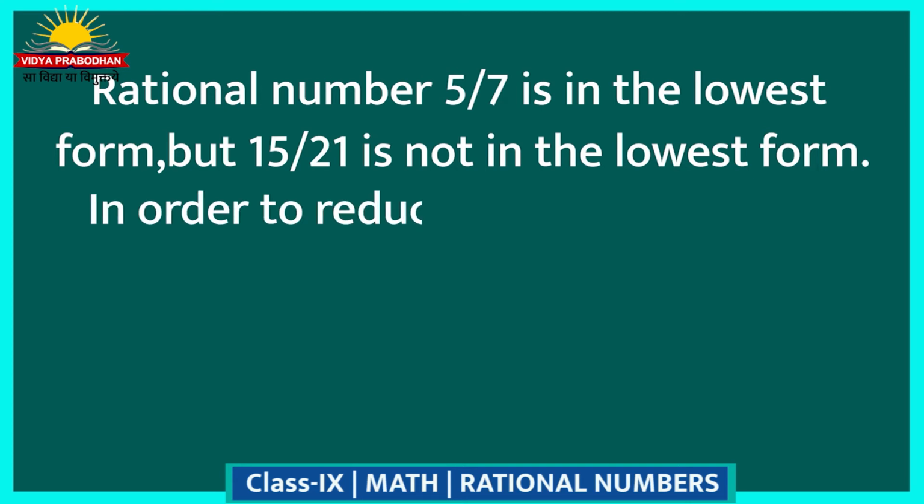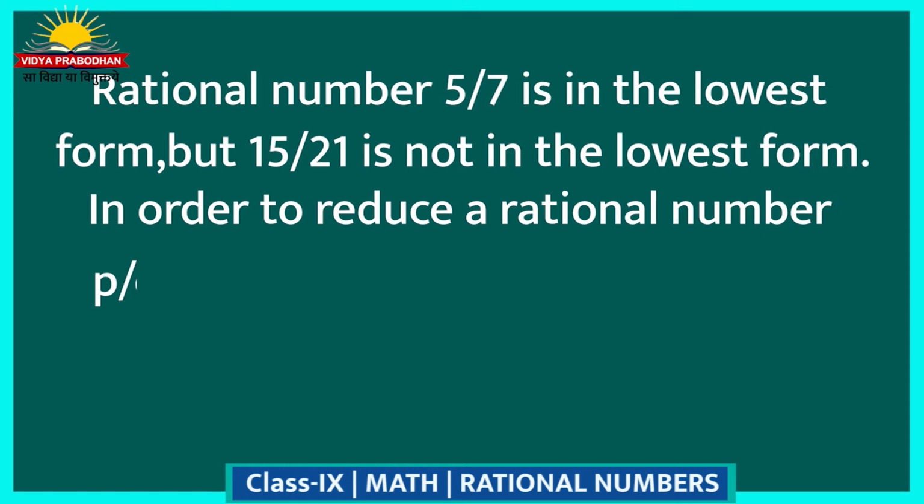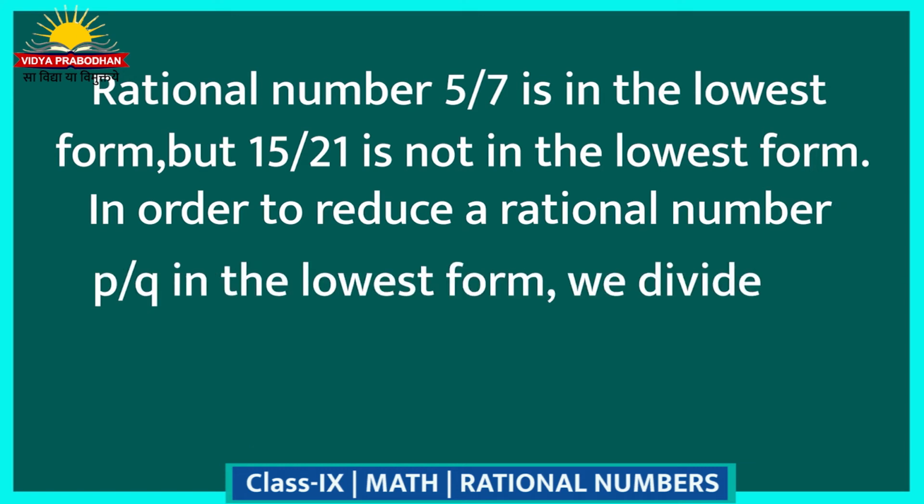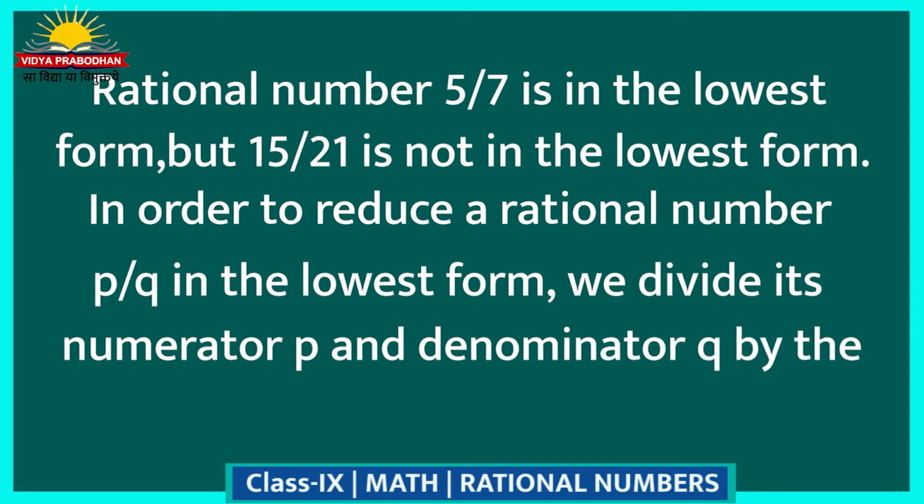In order to reduce a rational number p by q to the lowest form, we divide its numerator p and denominator q by the HCF of p and q. A rational number p by q is said to be in standard form if its denominator q is a positive integer and p and q have no common divisor other than 1. What is equality of rational numbers?